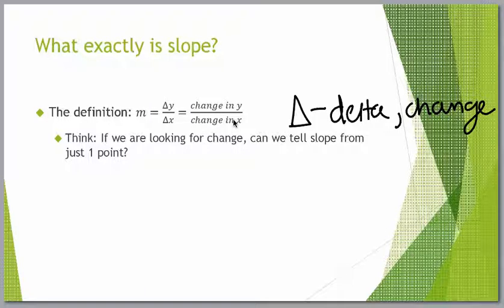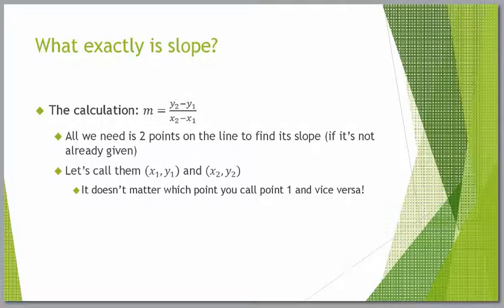So if we're looking for change, do you think we can tell that from just one point? Can we find the slope by figuring out this change from just one point? Probably not, right? If you're trying to figure out how things have changed, you need at least the starting point and then a point along the way to compare. In fact, that's all we need. All we need is 2 points on a line to find its slope.